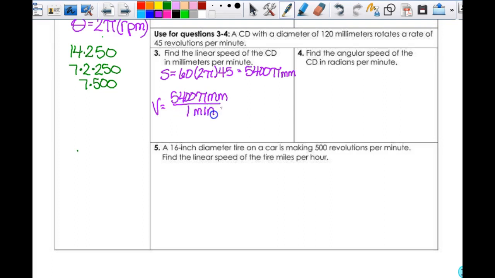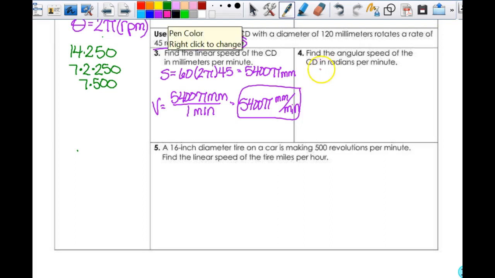And I know that it's 1 minute because it came from this right here. Okay? And so then that's it. And I get 5,400 pi millimeters per minute. Okay. So then the next one. Find the angular speed of the CD in radians. So to do that, I have to have theta. Theta is 2 pi times the RPMs, which is 45. So that's going to give me 90 pi radians.